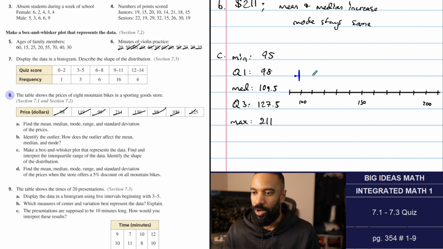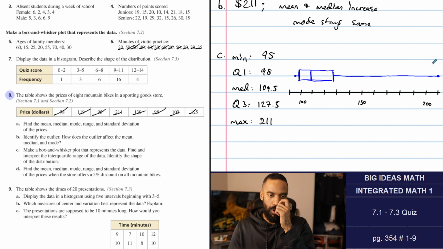This skew. 109.5 might as well be at 110. You can probably barely tell, so I'll put it just to the left. Yeah, just inch to the left. 127.5, this is 110, 120, 127.5. Three-quarters of the way to the next one. So here's your box. That's one of your whiskers on the left side. This right whisker, guys, 211. Way over here.